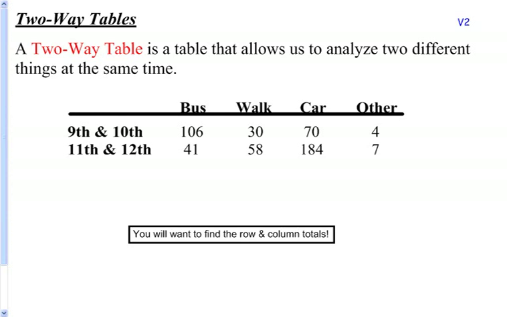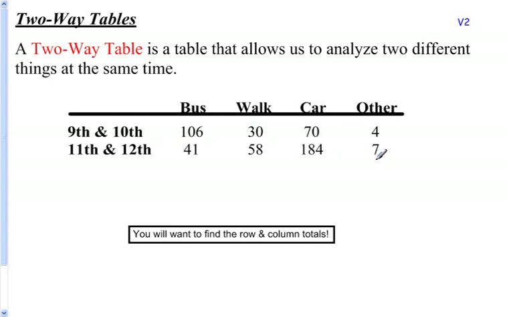This is going to occur a lot of times with two-way tables. A two-way table is a table that basically has rows and columns. You can read it two ways. That's why it's called a two-way table. In this problem, we have a survey of how students get to school: 9th and 10th graders, by bus, walk, car, or other methods, and 11th and 12th graders, by bus, walk, car, or other methods.